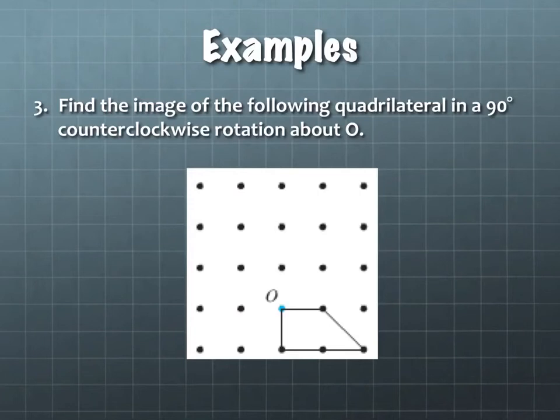So we're going to take the pre-image here, and we're going to rotate it. And it says that we're going to rotate it counterclockwise. So counterclockwise means this way, right? That's important, because if you go this direction, your image will end up different than if you went this direction. So we're going to rotate it counterclockwise, and we're holding this point fixed.